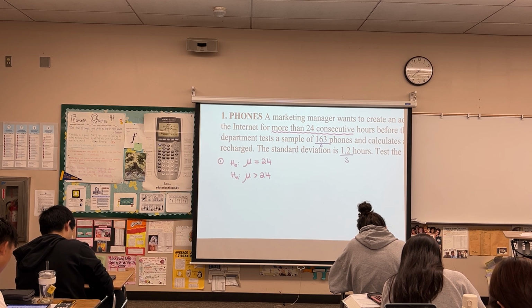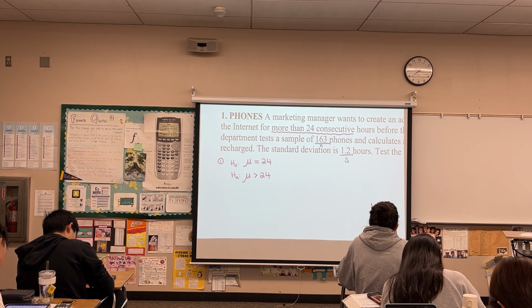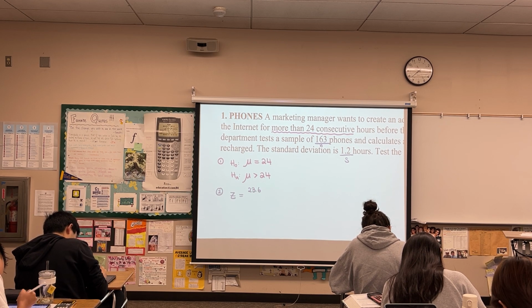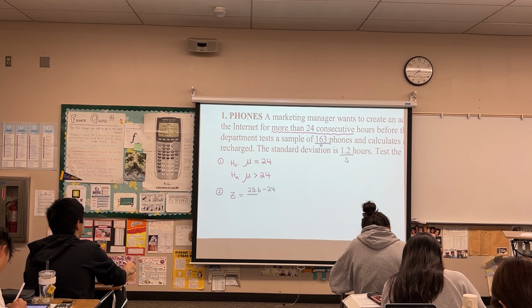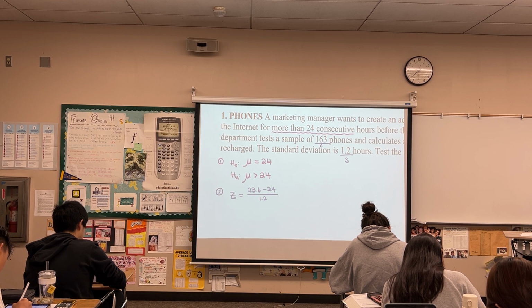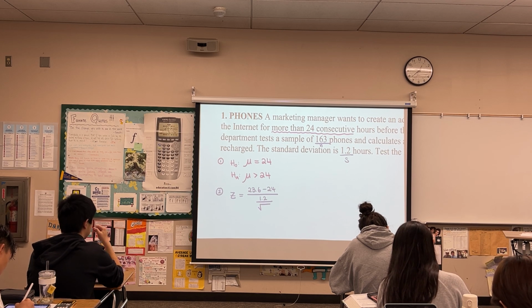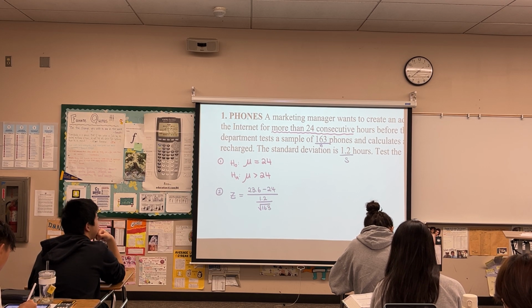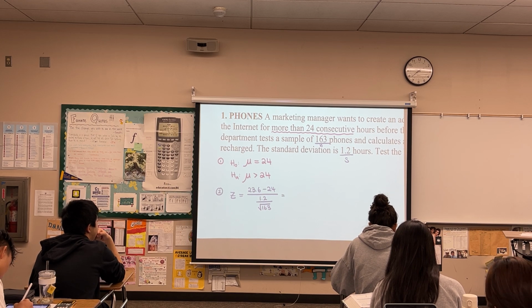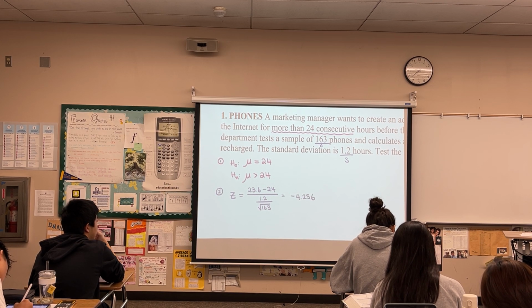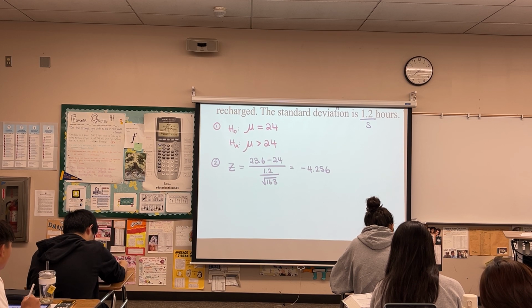All right. Step 2, this is finding that z value. So plug in all your stuff. You get 23.6 minus the 24 from the null hypothesis. Sample standard deviation of 1.2. Sample size of 163. That ended up getting me negative 4.256. And I plugged that into my calculator.